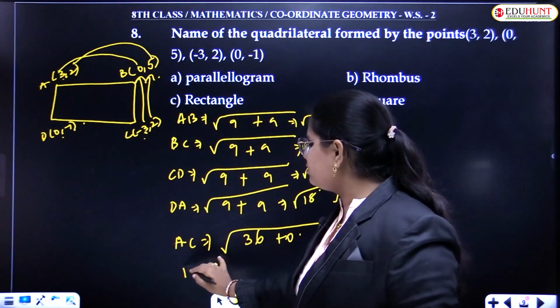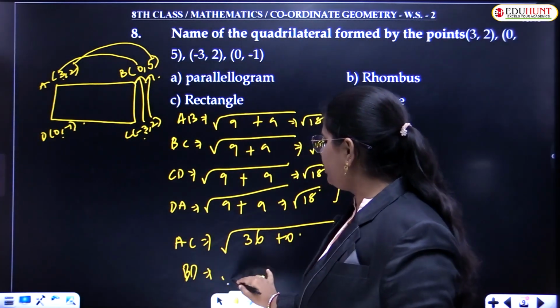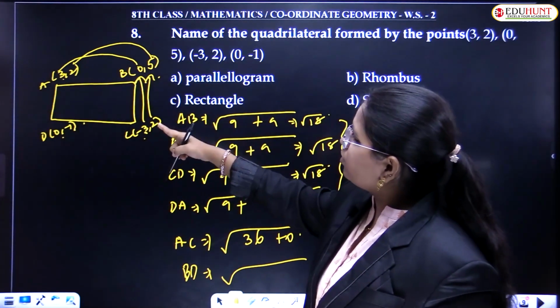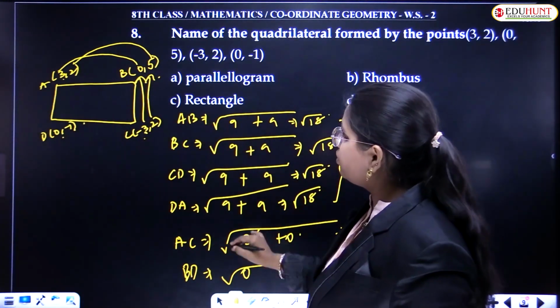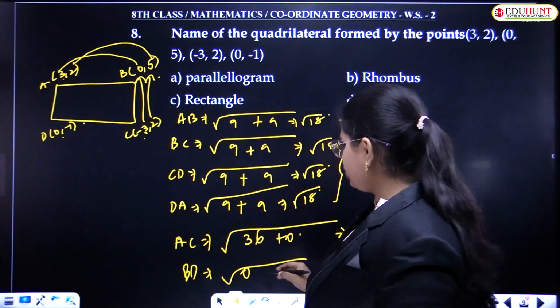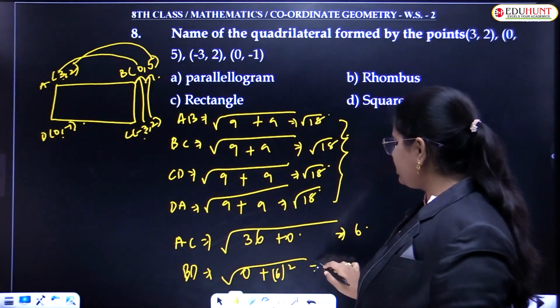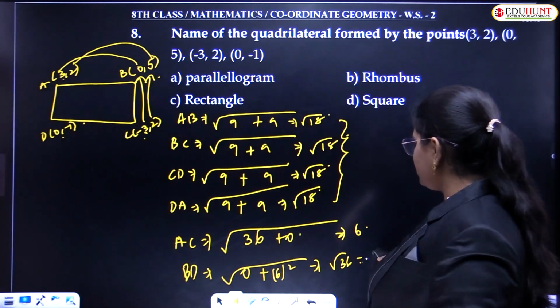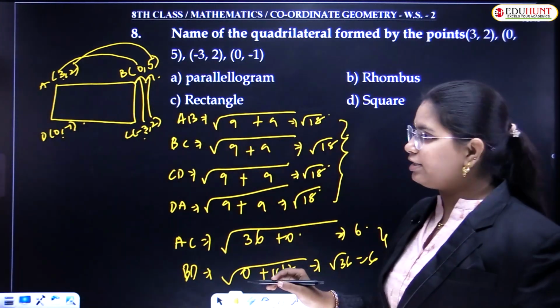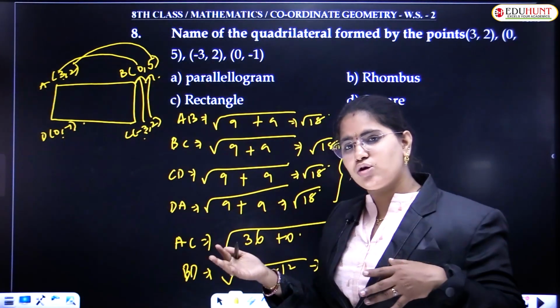And what is BD? Tell me. 0 minus 0 is 0. 5 minus of minus 1, which is plus 1. 5 plus 1 is 6 square. So root 36, which is 6. So you are getting the diagonals equal and all sides are also equal.